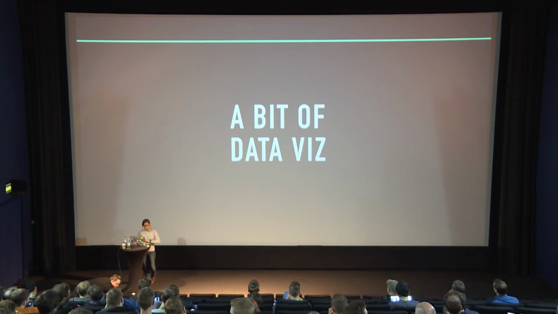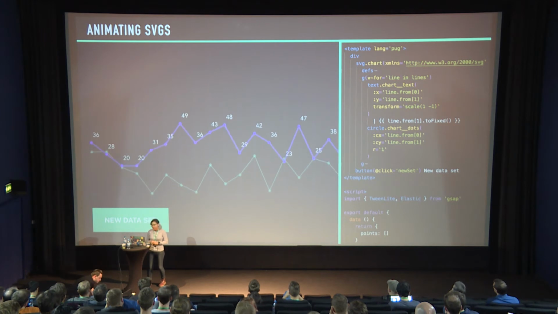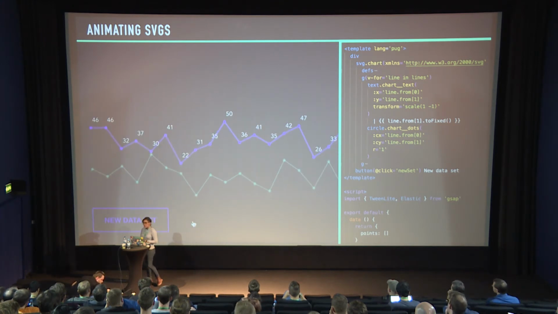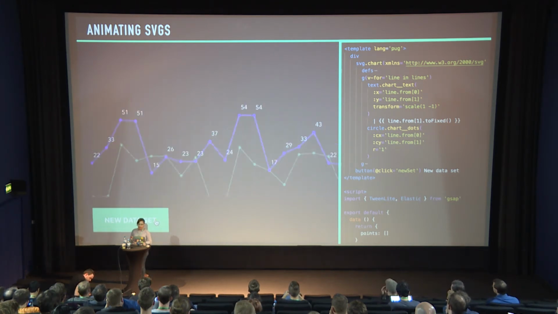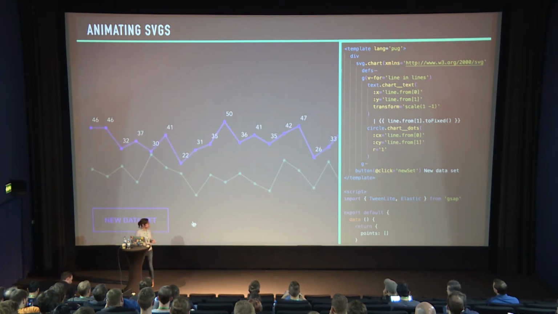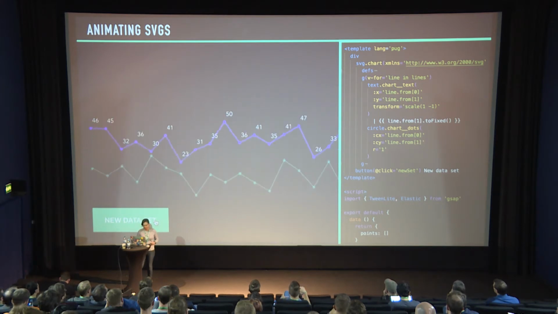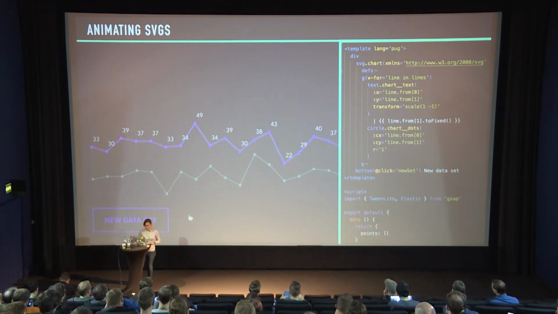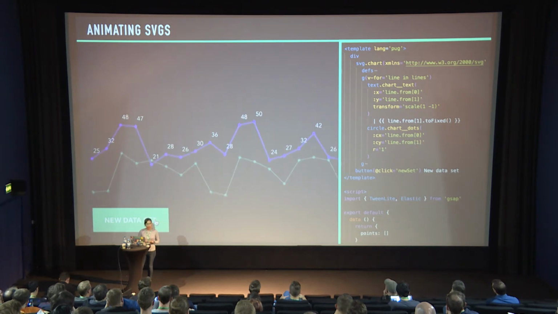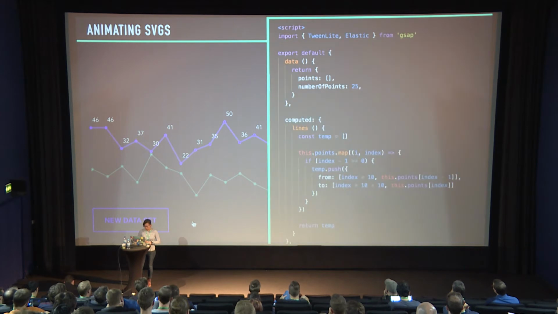Yeah, so a little bit of data visualization now. On this example here, I've built a really simple chart with SVG, and I'm using Greensock's TweenLite library to actually make the animation from one data set to the other. On the template section, you will notice that we are looping through the lines array. So let me show you how it is built.